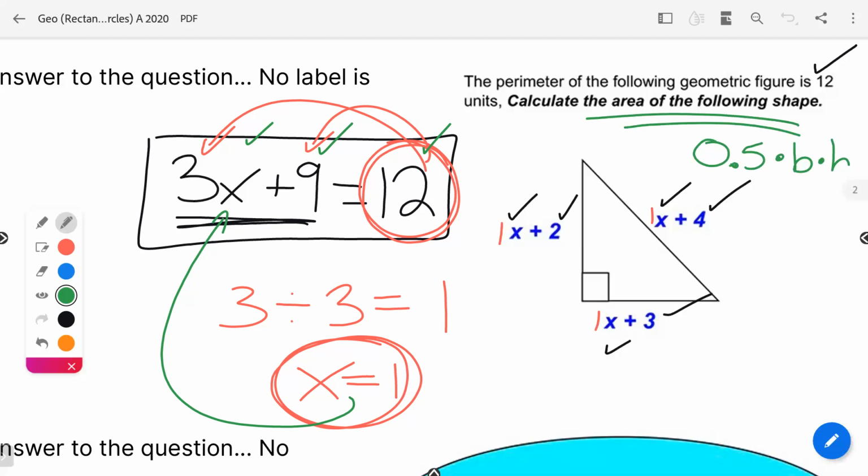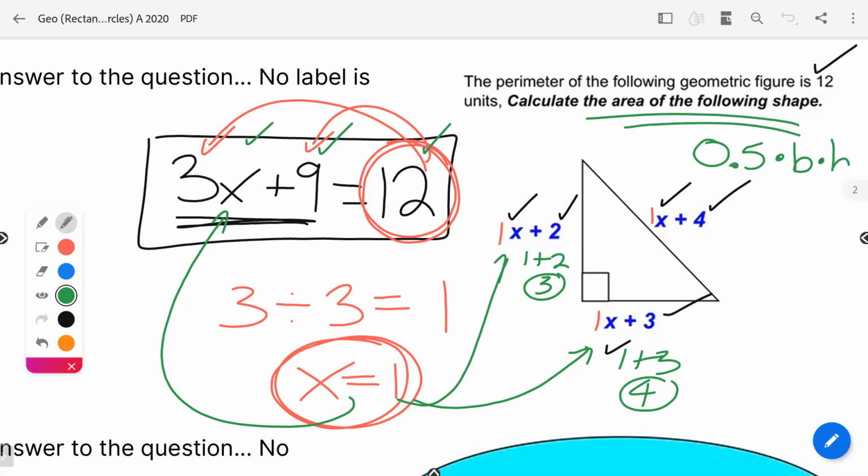Now, once I know the value of x is equal to 1, I can find the height and the base, because that's what I need for the area. The height is 1x plus 2, so 1 plus 2 gives me 3 for the height of that triangle, and my base is 1 plus 3, which is 4. So now when I apply my math formula, half of 4 is 2, and 2 times 3 gives me 6. Don't worry about the labels just yet. We just want to make sure we're able to set up the equation, solve the equation, and find this missing value. So 6 is the area of the triangle that we're looking for, using some algebra skills.